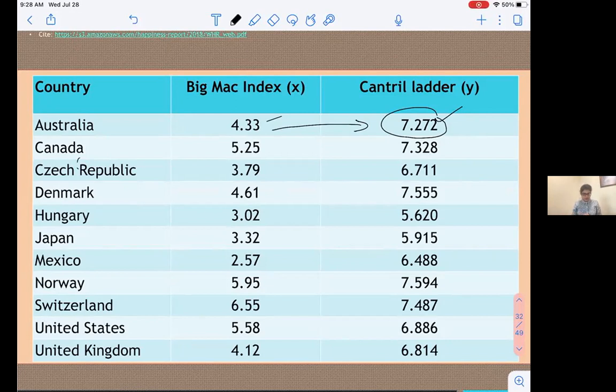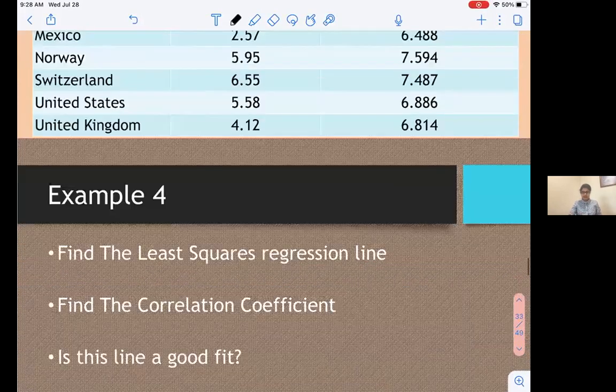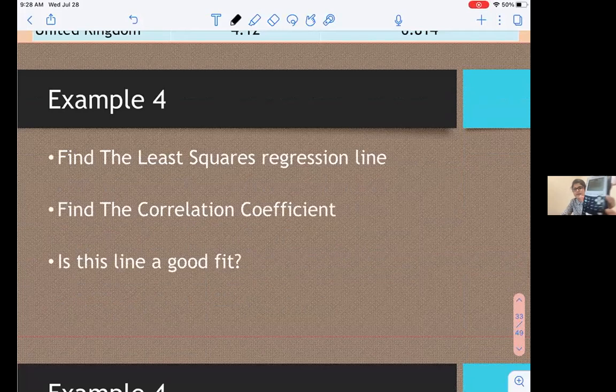Then again, go to stat, go to calc, and then go to linear regression. 4 you have to press, and your X list is L1 and Y list is L2, and the rest has to be empty. And then you have to calculate the value. So this is my least squares regression line. This is the data you can see on your calculator, least square regression line.